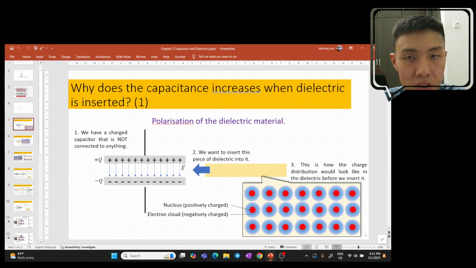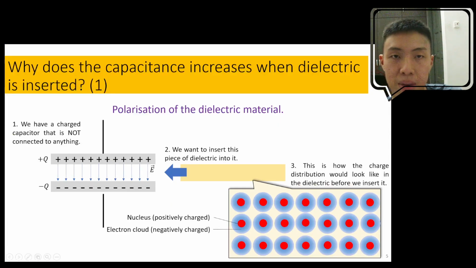Okay, so why does the capacitance increase when a dielectric is inserted? Of course, this capacitance increase will result in the voltage decrease. This explanation will tell you both things: why the capacitance increases and also why the voltage decreases if it's not connected to a power supply. So let's go through the idea first, and later we'll try to make some kind of summary.